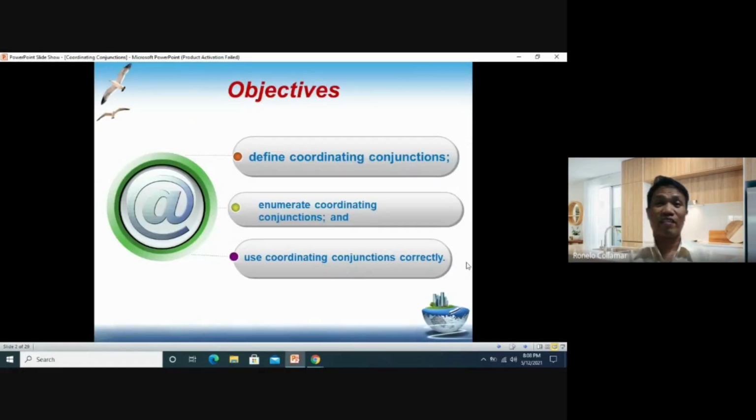Our objectives for today's lesson are the following. 1. Define coordinating conjunctions. 2. You have to enumerate coordinating conjunctions. And 3. Use coordinating conjunctions correctly.